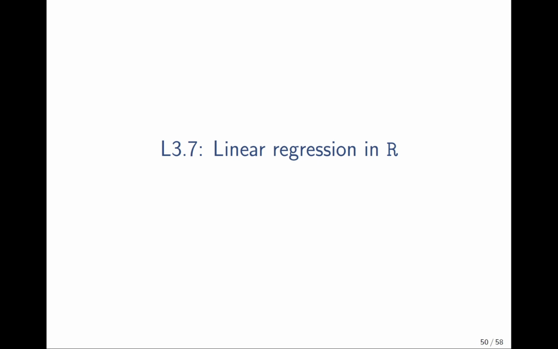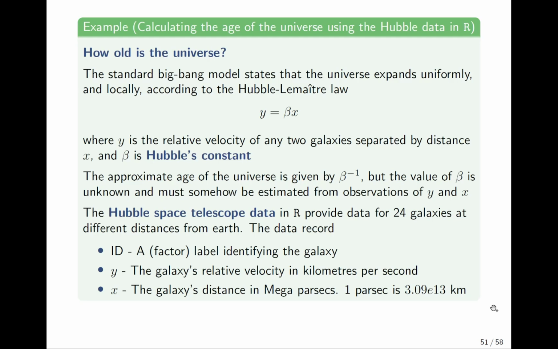Okay, so in this penultimate part of the lecture, I want to look at a practical example of linear regression conducted using the statistical software R, and we'll also be following this example a bit further when we meet in class. So the example that I've chosen to use here is one where we're going to use regression to calculate the age of the universe using data from the Hubble Space Telescope.